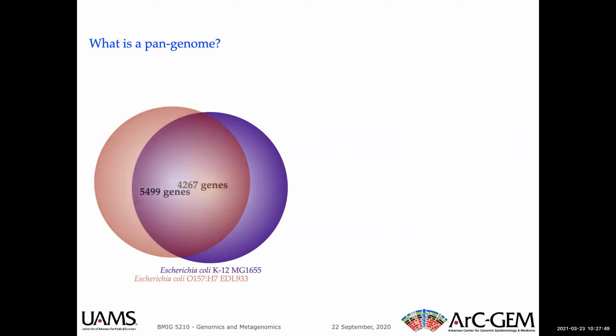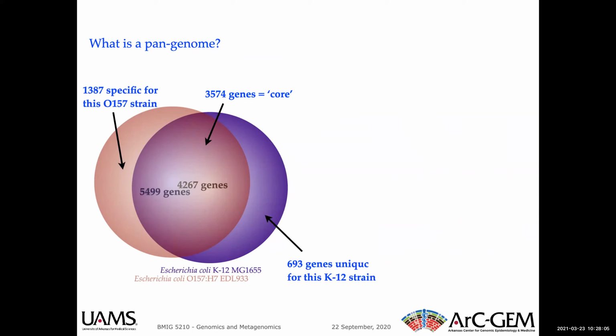Most of those genes are going to overlap, they're going to be the same. And so you have what's called a core. This is the set of genes that are shared between both of these genomes. And you'd expect most of them because these are both E. coli after all. But you have 1,387 that are specific for that O157, and you have 693 genes that are unique for the K12. So the core is the intersection, and the pan is the total of all of these together. So the pan would be 3574 plus 1387 plus 693. That's the pan genome.